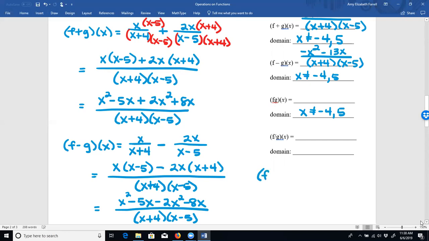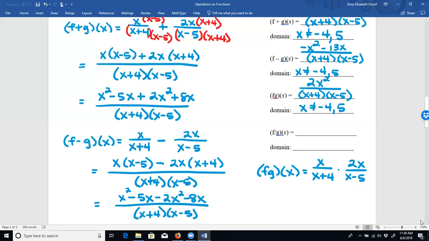f times g, I'll show it over here. This is actually the easiest of all of them. We're just going to multiply the 2 functions together. When we multiply 2 rational expressions, we do not need a common denominator. We just multiply straight across. So if you multiply the numerators, x times 2x, you're going to get 2x squared. And then if you multiply the denominators, it's just going to be x plus 4 times the quantity x minus 5. So multiplication is pretty quick.